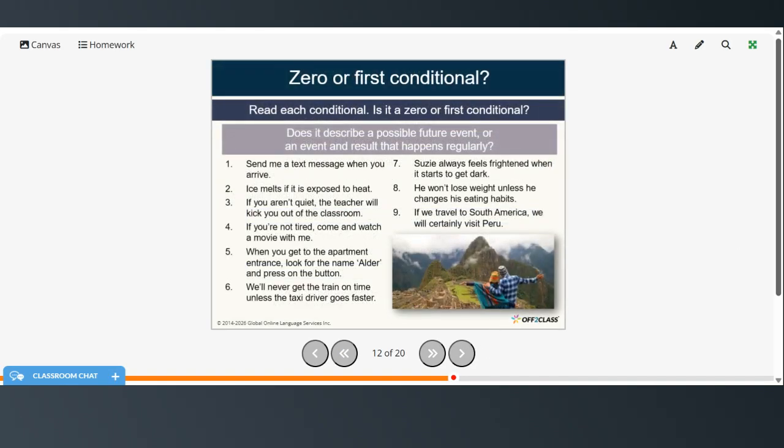Alright, now read each conditional and indicate whether it's a zero or a first conditional. Does it describe a possible future event or an event and result that happens regularly? And you can pause the video and try that on your own, and then restart when you're ready to see the answers.